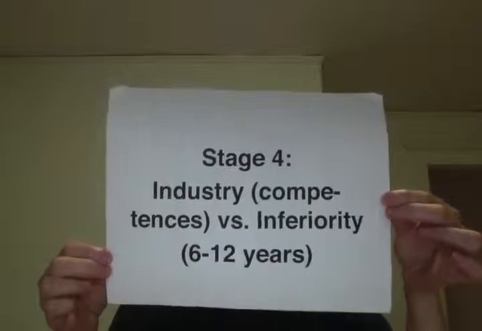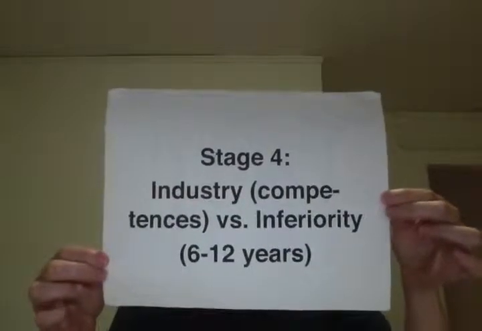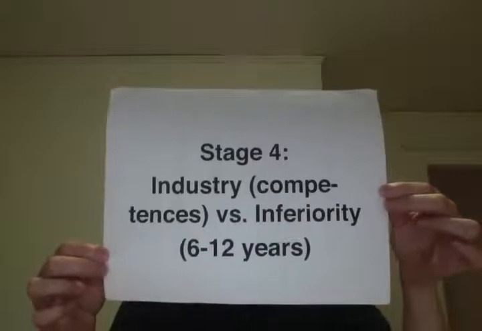So, next up is stage 4. Industry, as in competence, not as in heavy manufacturing, versus inferiority. This is ages 6 through 12. So, elementary school, the beginning of middle school. At this point, the person is completing projects, feeling good about what he or she did. In the school years, schoolwork is an important part of this, but then other things outside, maybe in clubs, maybe just setting him or herself goals and then accomplishing them. Even something as simple as making a meal.